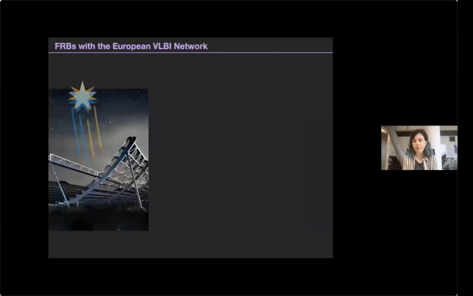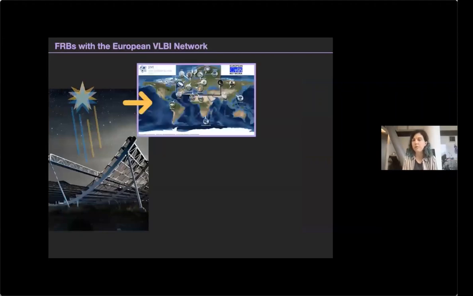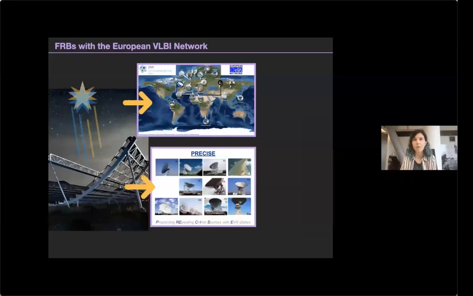So our group performed follow-up observations of CHIME repeating FRBs with the European VLBI Network. The EVN is a global network of radio telescopes that use very long baseline interferometry to create high spatial resolution images of the radio sky. We also have an ongoing project called PRECISE. The idea here is to have an ad hoc EVN array with a sample of dishes that at that given moment are not being used by the EVN.